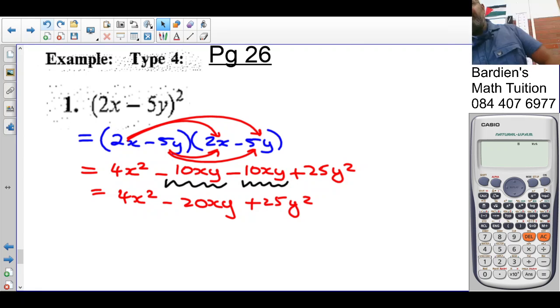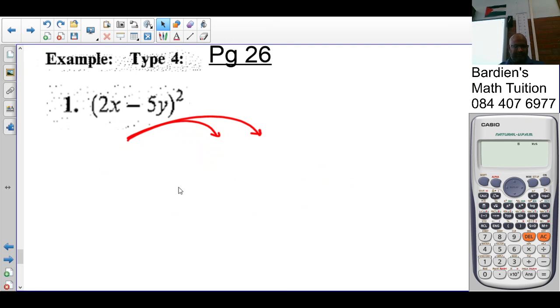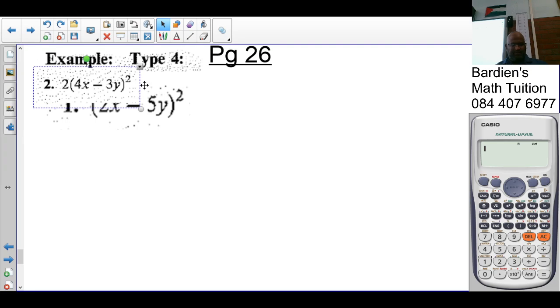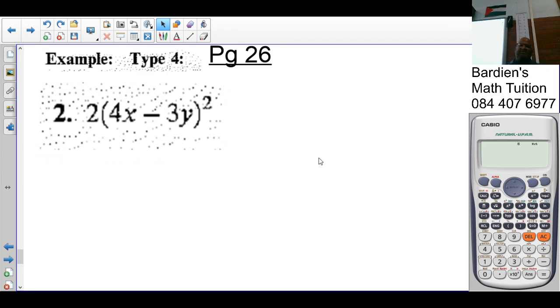So will you guys understand? Any confusion? No. Okay. Number 2 on the same page. Right, number 2.